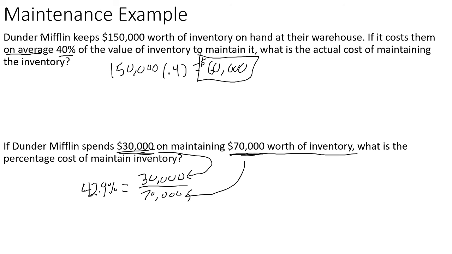So when you're maintaining inventory, it's usually just a simple multiply or divide problem. If you want to figure out the cost of maintaining inventory, you simply multiply it by the percentage. If you want to figure out the percentage that it costs you, you simply divide, like we did in the second one there.